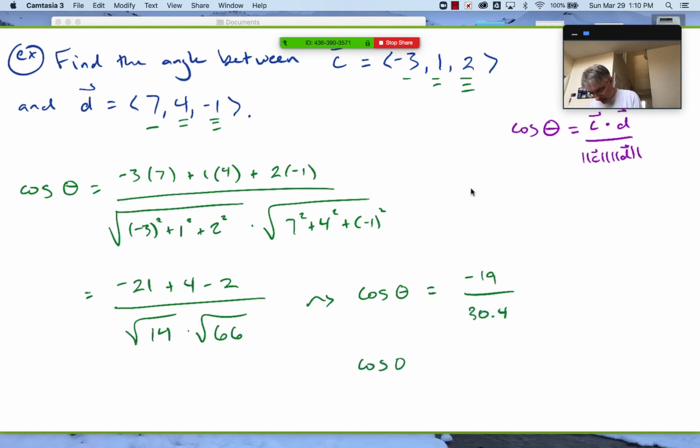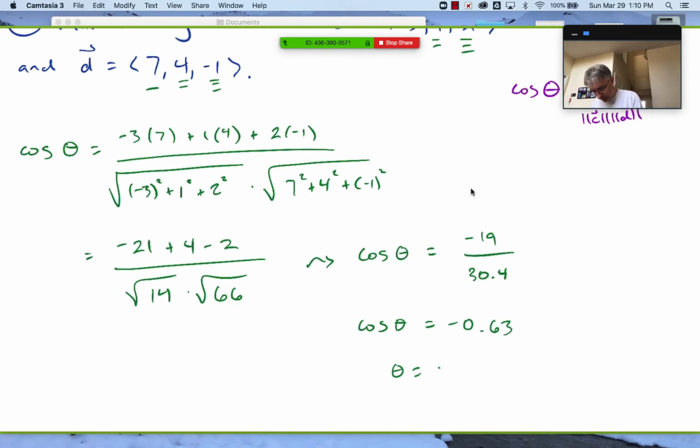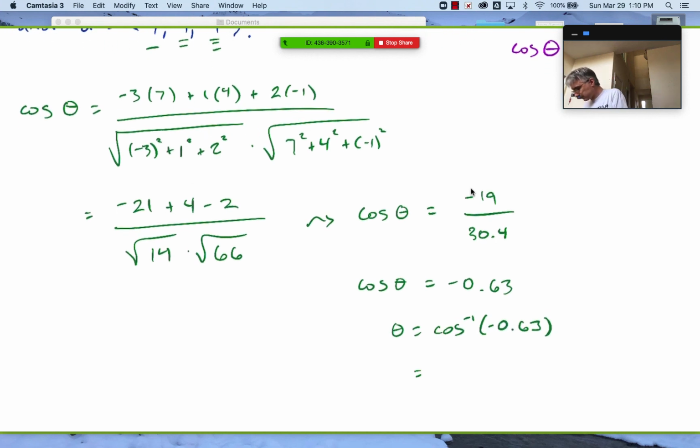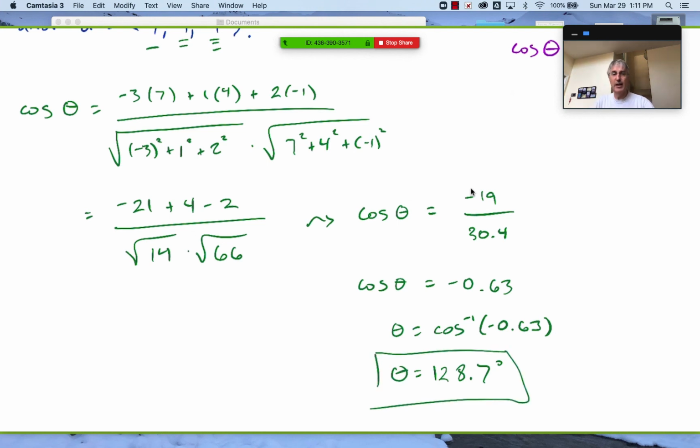So the cosine of theta equals negative 19 divided by that, 0.63. And so theta equals the arc cosine of negative 0.63, 128.7 degrees. And so even though we're in 3 dimensions, that same formula works and I can find that angle between the vectors.